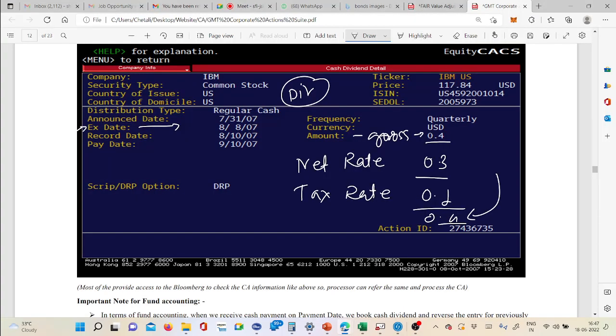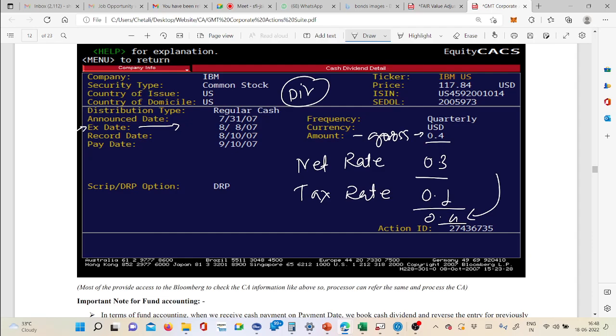On the announcement date, the company confirms the ex date, record date and paid date. So after the announcement, you can plan it out. If you are a fund manager looking for a dividend benefit, you can plan accordingly. That's what we call event driven investment strategies. If there is an event, you can design your investment strategy and place the request accordingly.